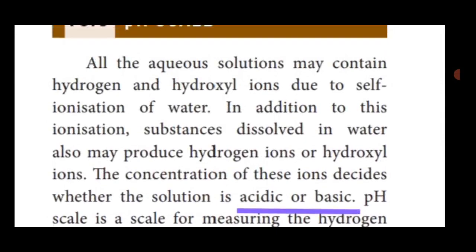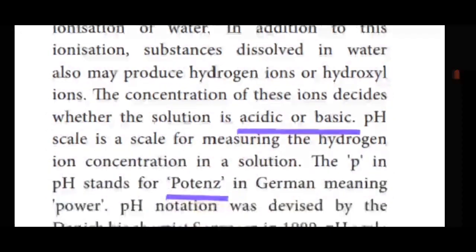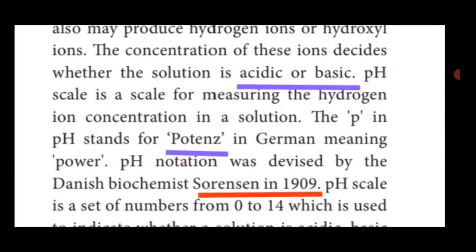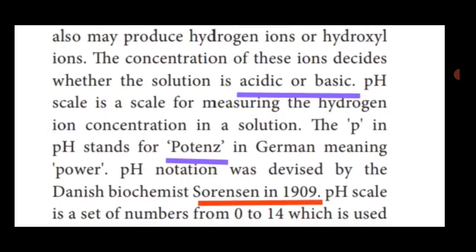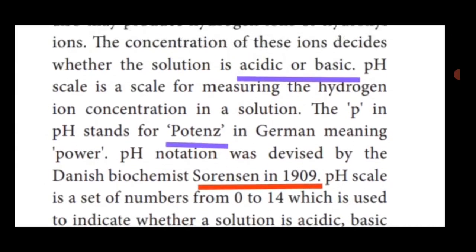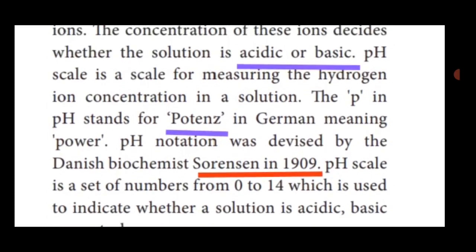Every aqueous solution contains hydrogen ions and hydroxyl ions due to the self-ionization of water. When some other substance is added to the water, the concentration may increase or decrease, so the solution becomes acidic or basic. Whether a solution is acidic or basic is measured using the pH scale.